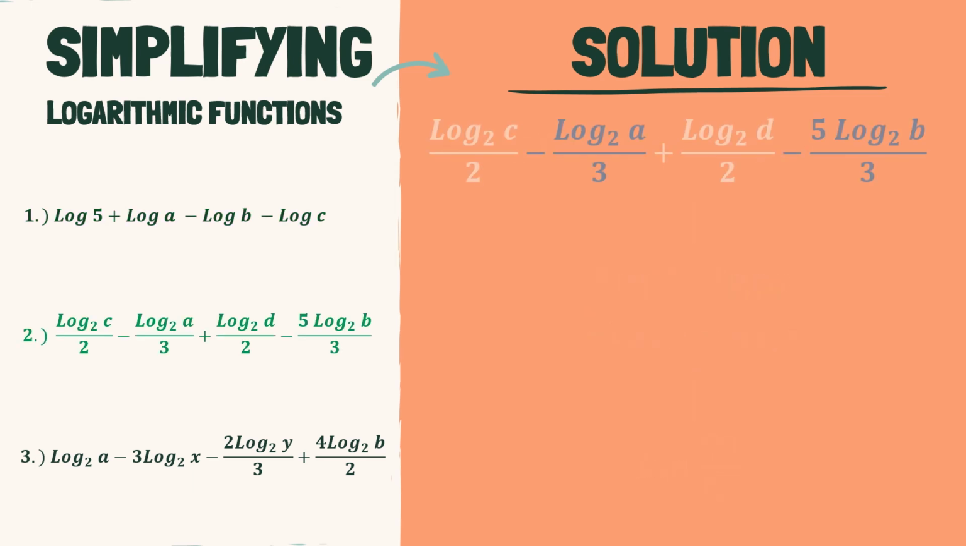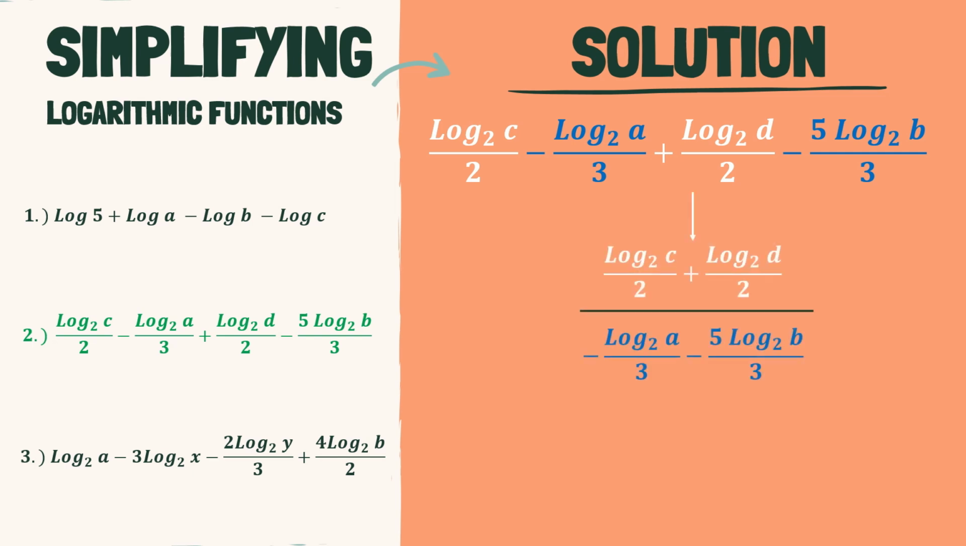Example 2. Log base 2 of C over 2 minus log base 2 of A over 3 plus log base 2 of D over 2 minus 5 log base 2 of B over 3. All of them are expressed as fractions, so that means they all have roots. Next, identify which of them are positive or negative. Apply the property of roots, and so the final answer is log base 2 of the square root of C and D over the cube root of A and B to the power of 5.